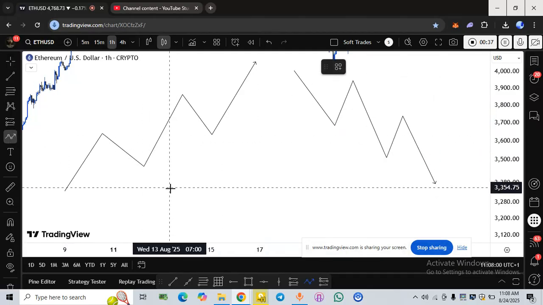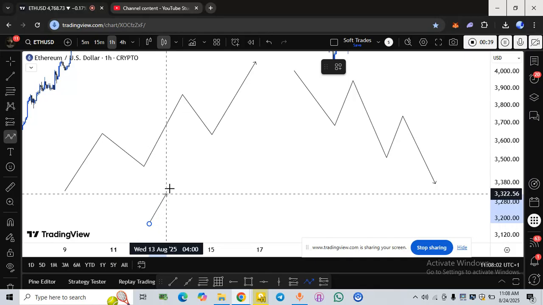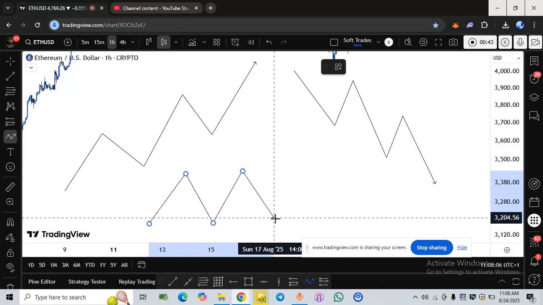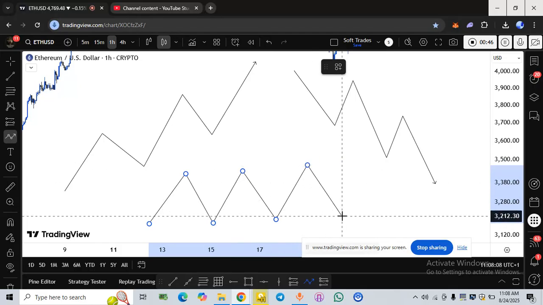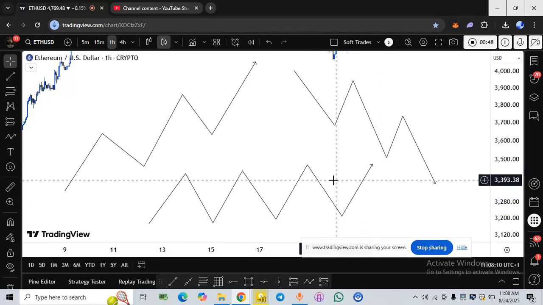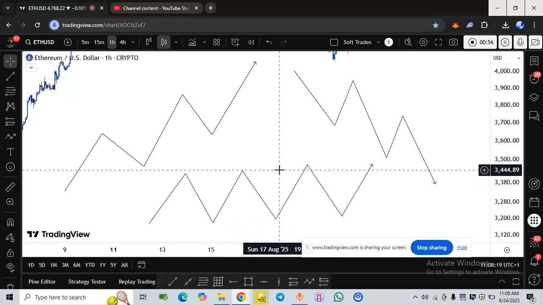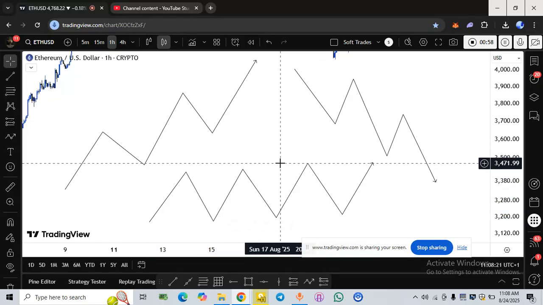Now we'll have another structure, which is the ranging form of markets, where the market tends to create relatively equal highs and lows. All right, this is termed a ranging market. So when the market is going sideways, there's no clear direction, depending on the time frame you're looking at. This is what is called the ranging market structure, ranging markets.